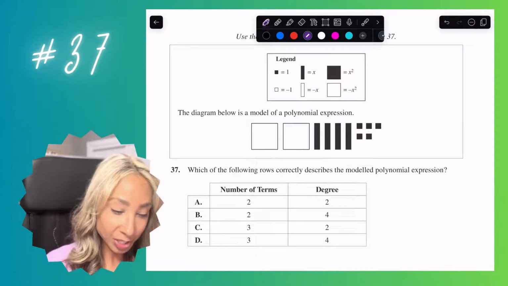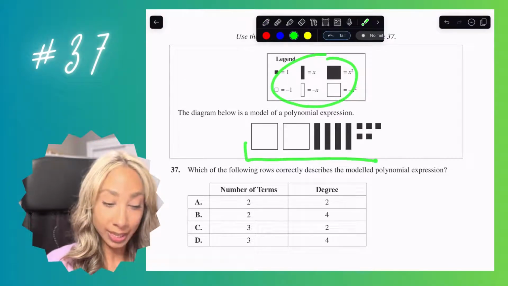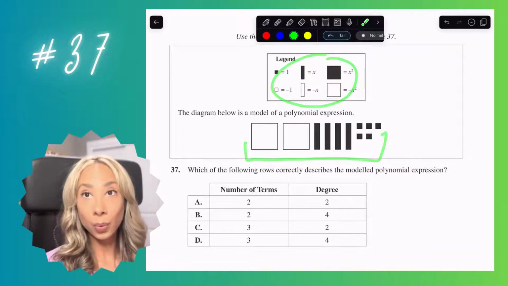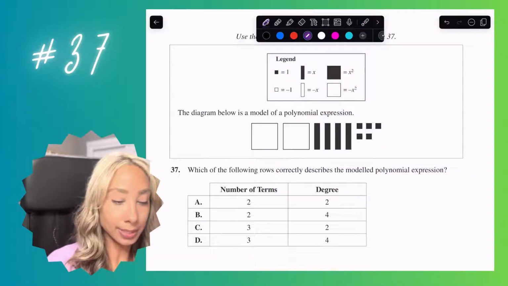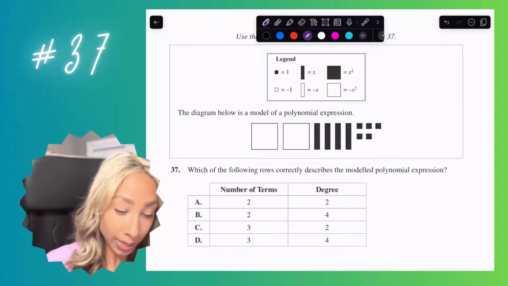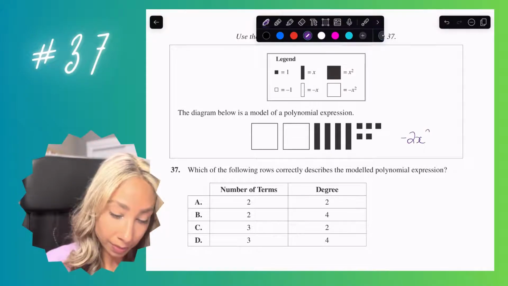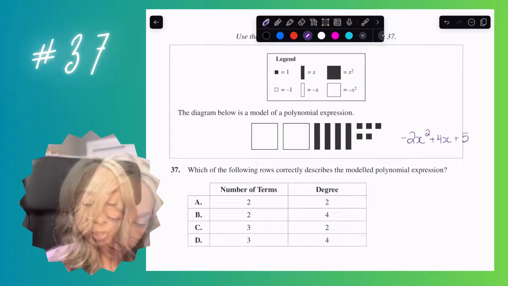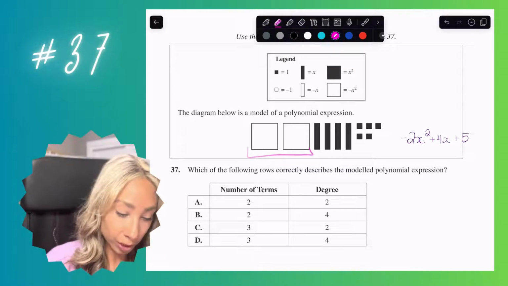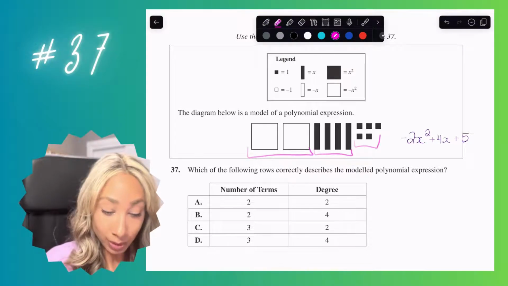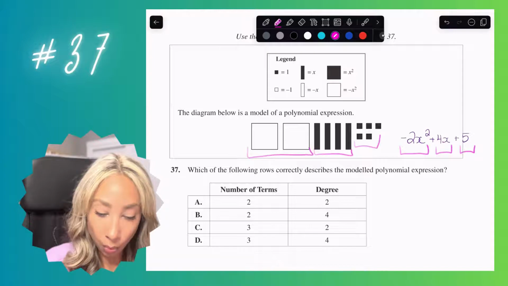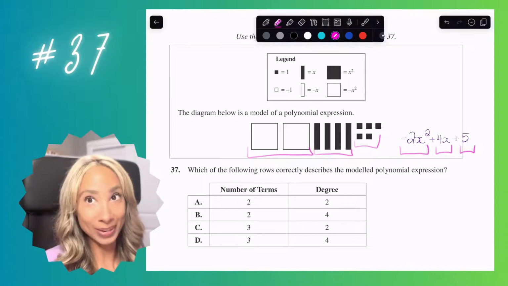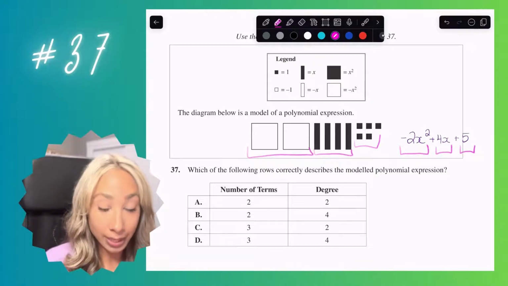Okay, number 37 here. So with this one, again, we need to pay attention to that key, and we've got our expression, and they want to know with our expression, what's the number of terms we have and the degree. So I'm going to write this out just for those of us that don't like the tiles. So if I were to write this out, this would leave me with negative 2x squared plus 4x plus 5. So with that, we can start to look at the number of terms. Well, the number of terms in tiles just really means the different shapes. With our numbers, it really means the different exponents or existence of no exponents, which will represent a term. So in this case, we are looking at 3 terms.